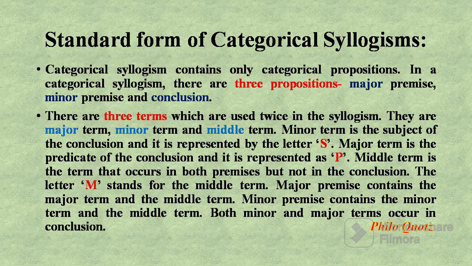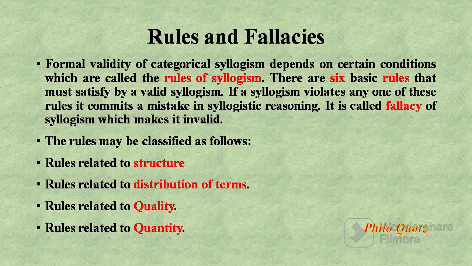Minor term is the subject of the conclusion and it is represented by the letter S. Major term is the predicate of the conclusion and it is represented as P. Middle term is the term that occurs in both premises but not in the conclusion. The letter M stands for the middle term. Major premise contains the major term and the middle term. Minor premise contains the minor term and the middle term. Both minor and major term occur in the conclusion.